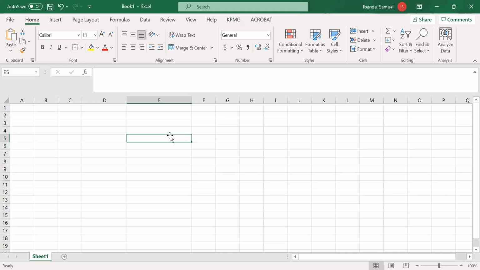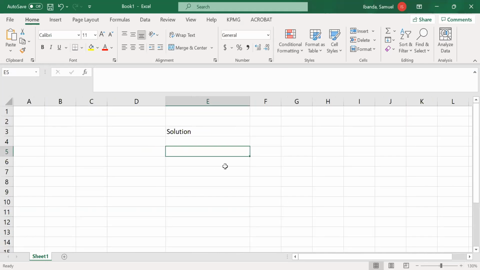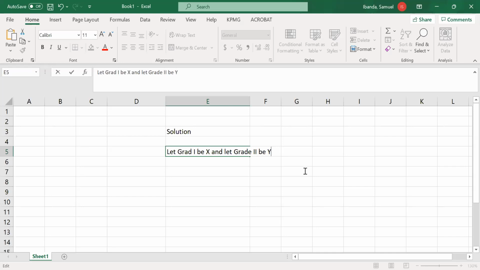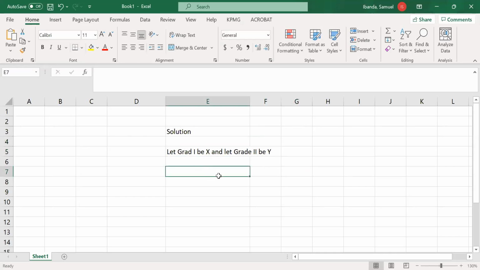Just a moment. I'm looking at the solution. Just increase the size. I'm saying let grade 1 be X, and let grade 2 be Y. So that's the first thing that I want to basically do.